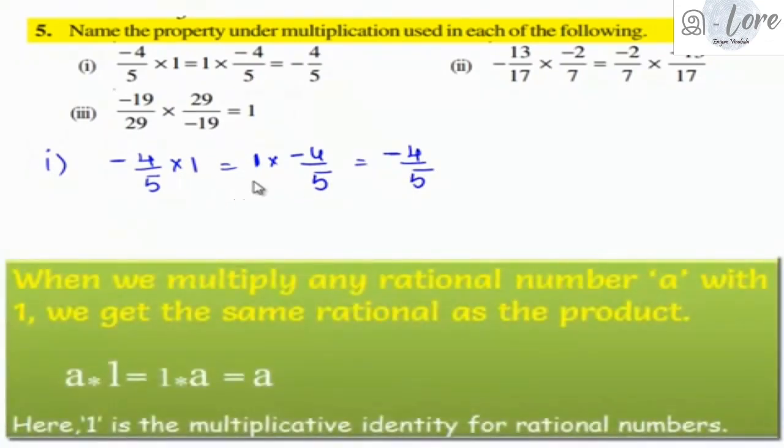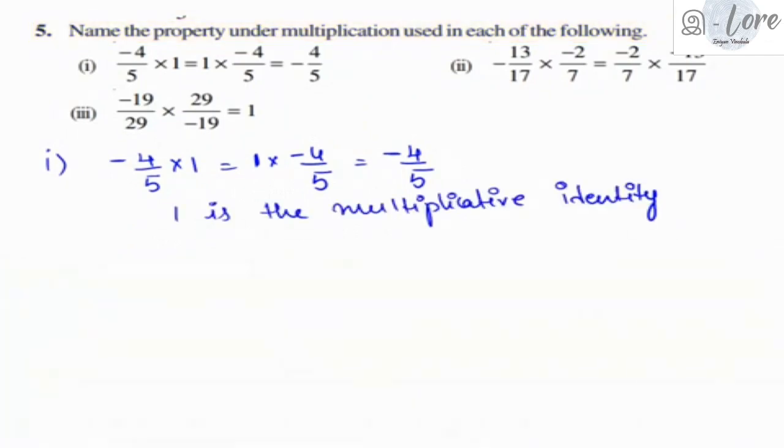When a rational number is multiplied with 1, or 1 is multiplied with any rational number, it gives the same rational number as the result. We know that it's because 1 is the multiplicative identity of the given number. That's what we discussed in yesterday's class. So 1 is the multiplicative identity of the given numbers. Okay, now come to the second question.